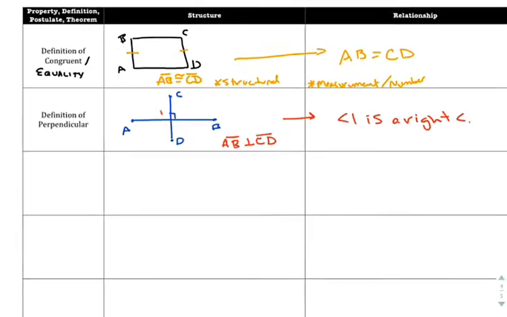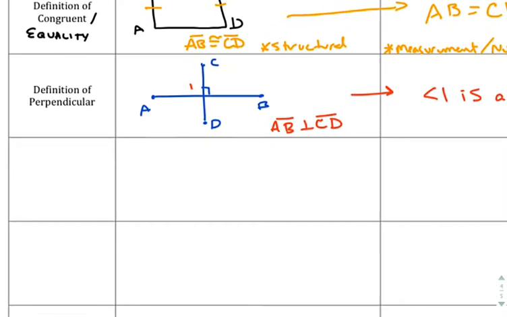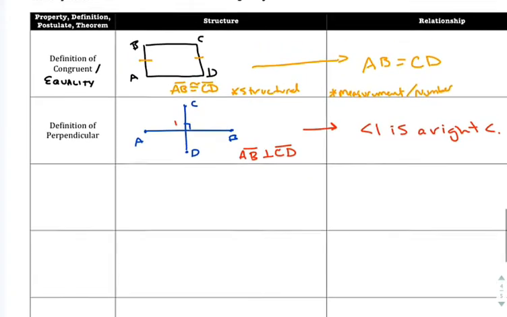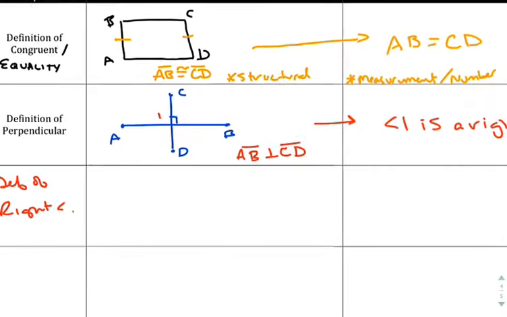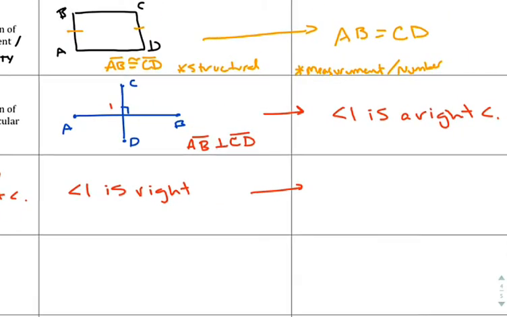Okay. Now you also might have an extra one here. Mine doesn't, because like I said, there are two different versions floating out there. So angle 1 is a right angle. So let's write in the definition of right angle. All this says is that if angle 1 is right, that means the measurement of angle 1 equals 90 degrees.